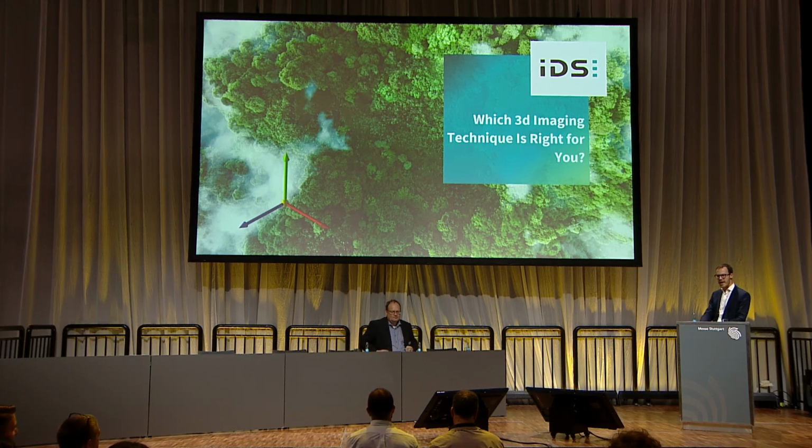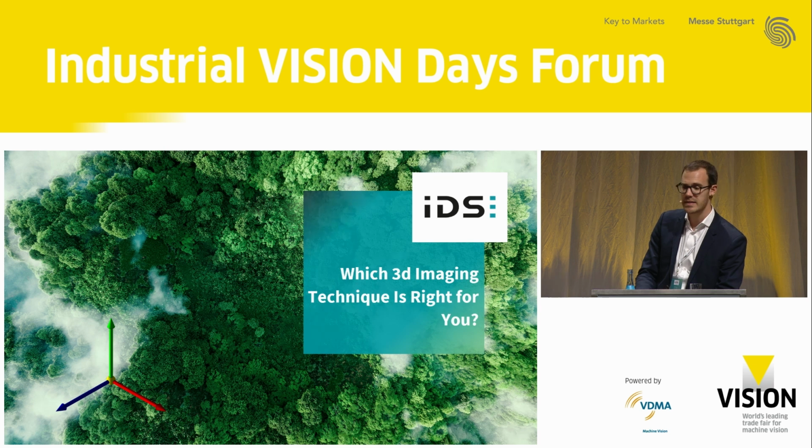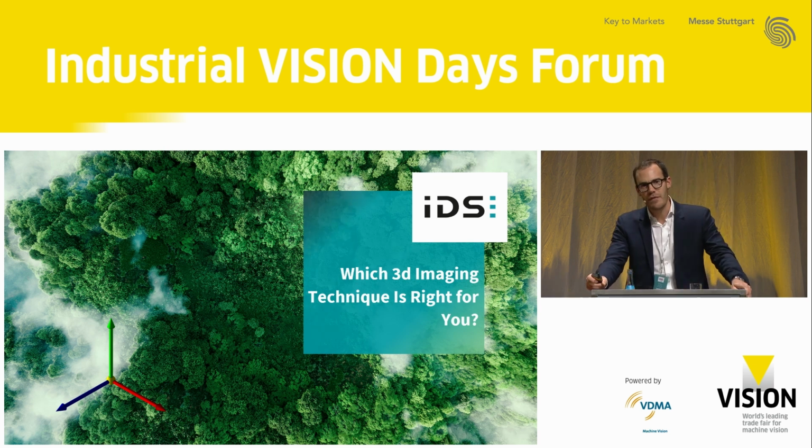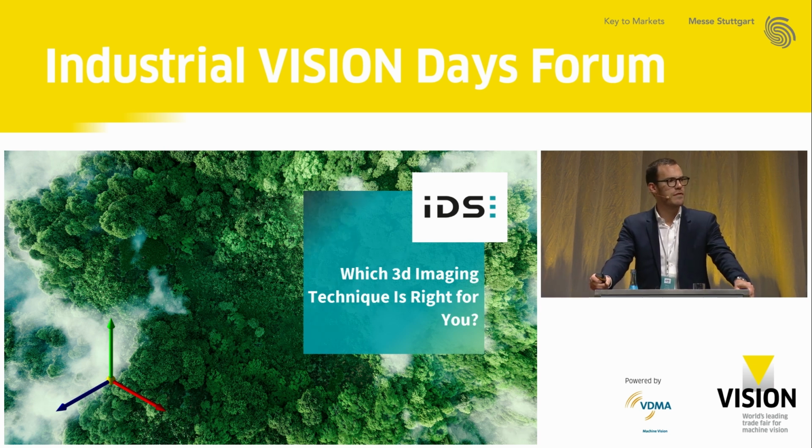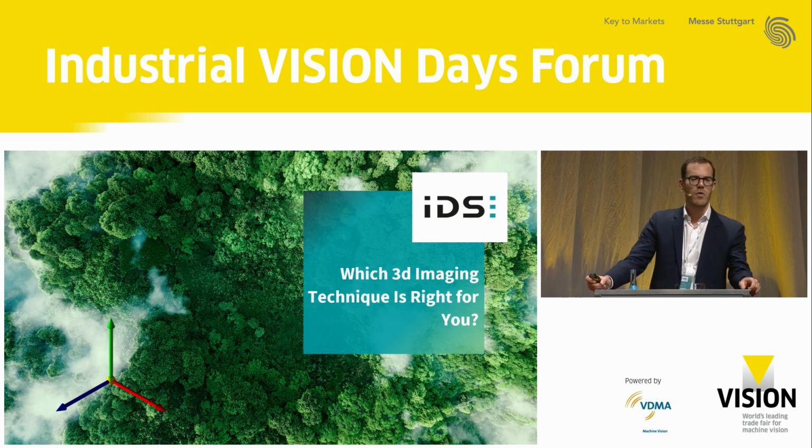So the topic of today is which 3D imaging technology is right for you. You have plenty of ways to achieve 3D imaging in a vision system. 20 minutes is not enough to talk in depth about all of these technologies. So I will focus on two main technologies. One is active stereo vision imaging, and the second one is time-of-flight imaging. Okay?